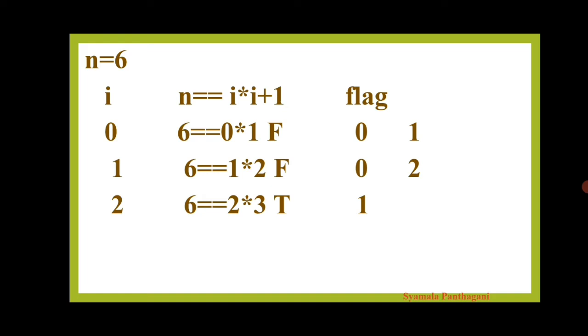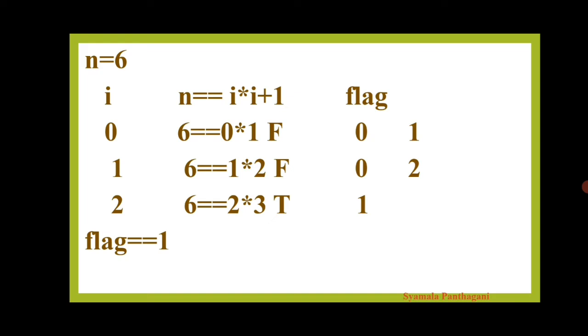Now 6 is equal to 2 into 3. That means I is 2 and I plus 1 means 3. 2 into 3, 2 3s are 6. That is true. That's why it increases the value of flag, that is 1. And next we have written the break statement. That's why the compiler just comes out of the for loop and goes to the next statement, that is flag is equal to 1.